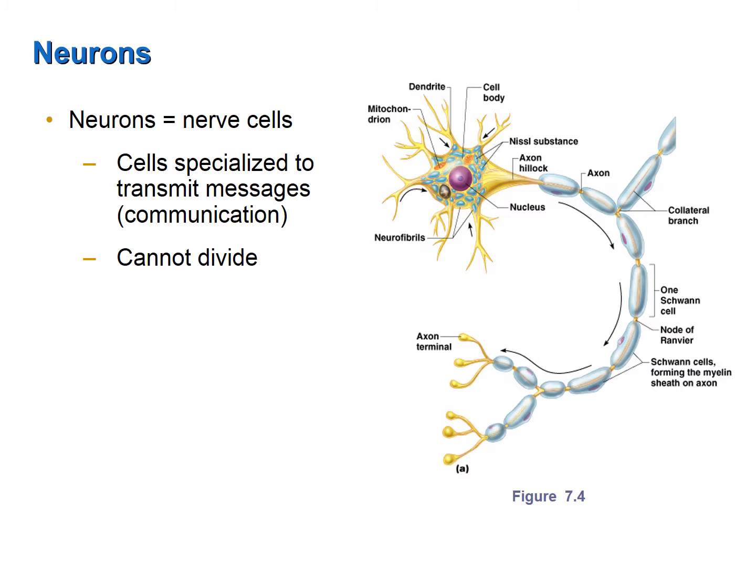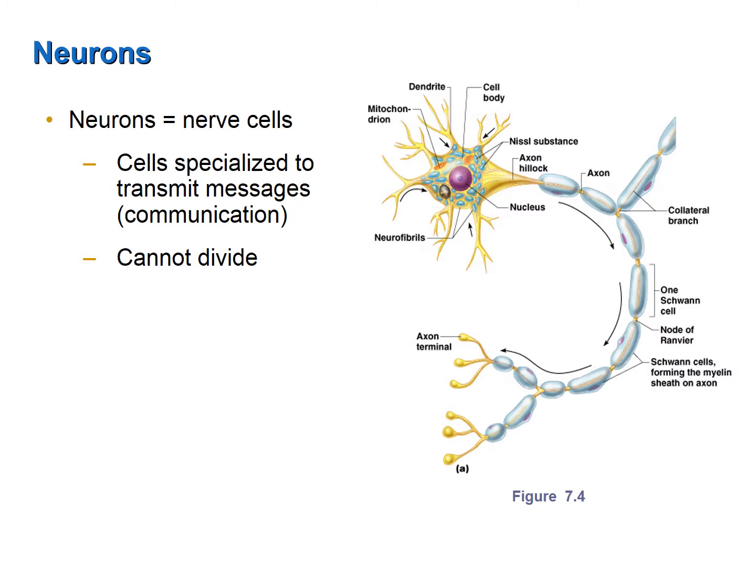Now that you have a good understanding of neuroglial cells, let's turn to discuss the second type of cell that is found in nervous tissue, the neuron. Neurons are commonly referred to as nerve cells. Neurons are specialized cells. They're specialized to transmit messages and therefore communicate with other cells of the body.